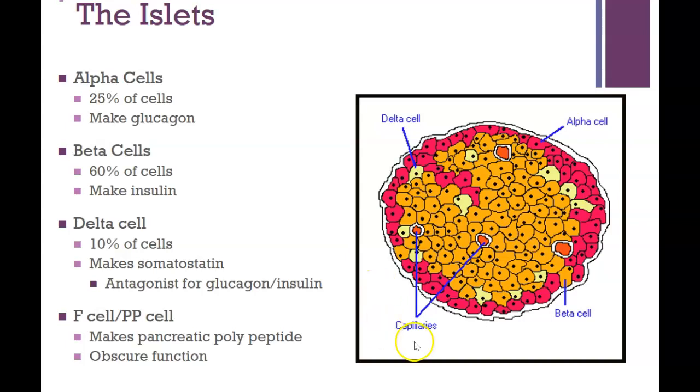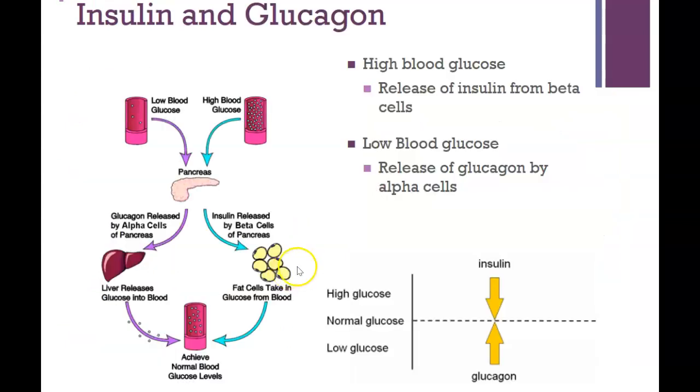Then we have cells that are sometimes called PP or F cells, which make something called pancreatic polypeptide, which has a relatively obscure function. That doesn't mean we can't pretend they're not there. And endocrinology in the pancreas is all going to focus around the activity of insulin and glucagon. They do work in an opposing fashion whereby one is going to block the functionality of the other. Here's a little schematic showing you the way that these work in concert.